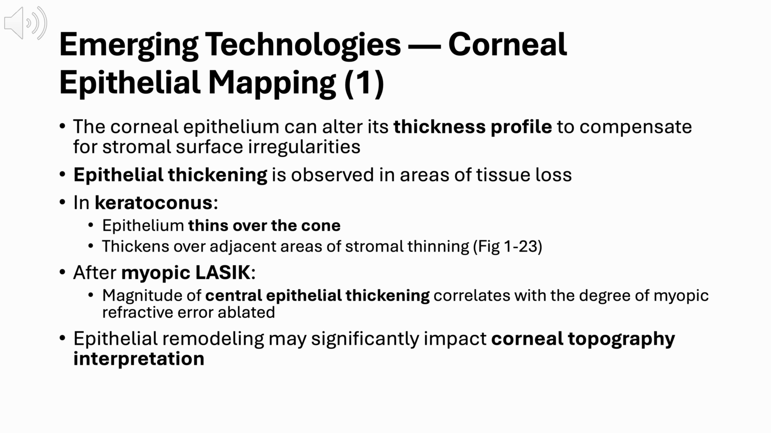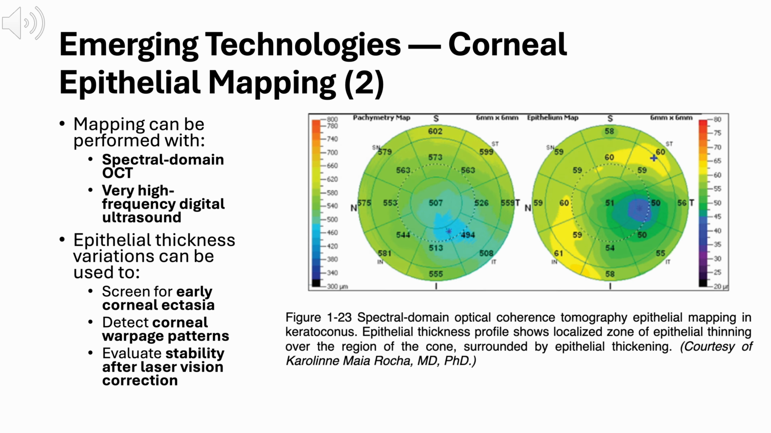After myopic LASIK, we see a different response, central epithelial thickening, and the amount of thickening correlates with how much myopia was ablated. The major clinical takeaway is that epithelial remodeling can significantly distort corneal topography, which means surface maps may not reflect the true underlying stromal shape unless epithelial data are considered.